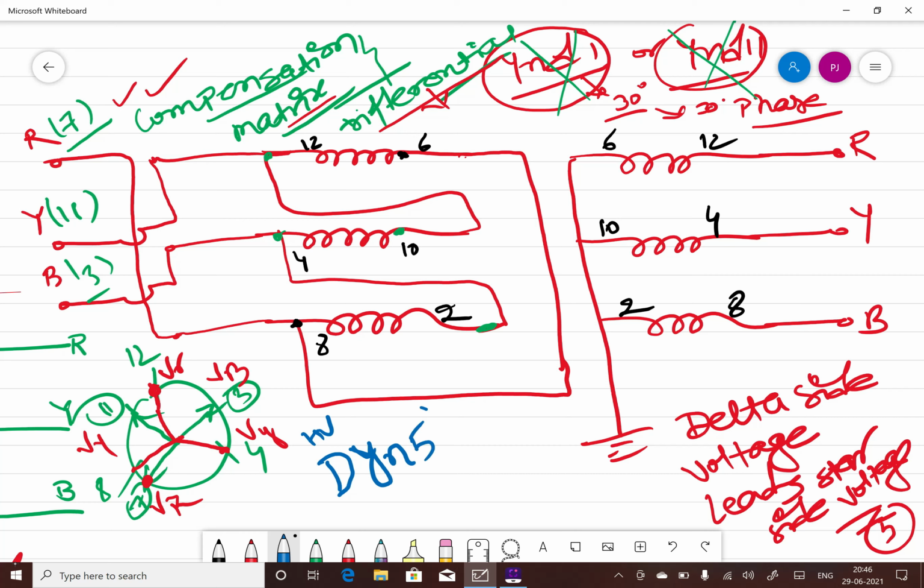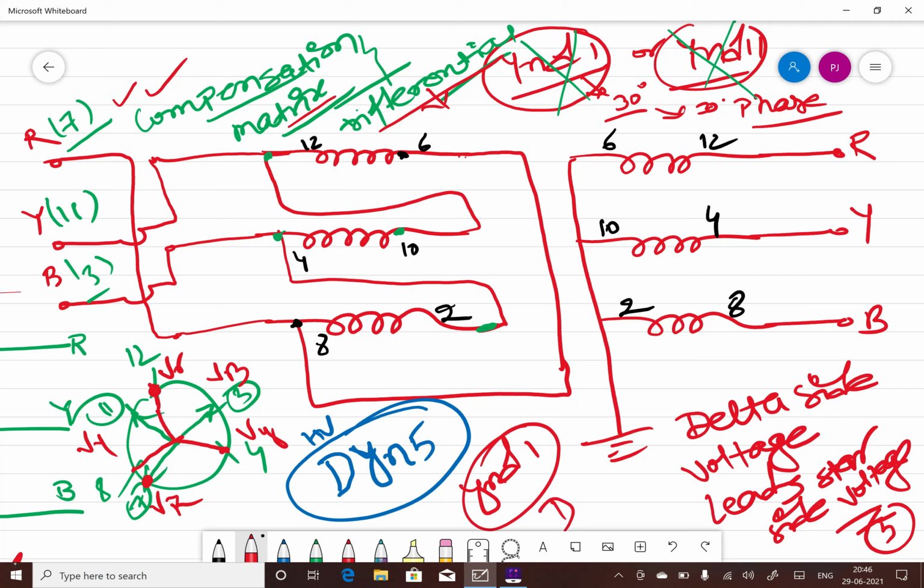So this is 5. Now due to your connection change, this transformer connection, which was supposed to be YND1, is now changed to DYN5, and you have to implement the compensation matrix by using this connection arrangement only.